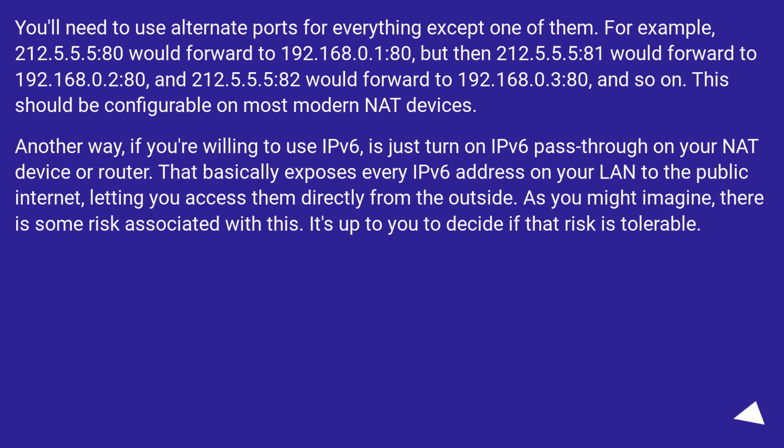Another way, if you're willing to use IPv6, is just turn on IPv6 pass-through on your NAT device or router. That basically exposes every IPv6 address on your LAN to the public internet, letting you access them directly from the outside. As you might imagine, there is some risk associated with this. It's up to you to decide if that risk is tolerable.